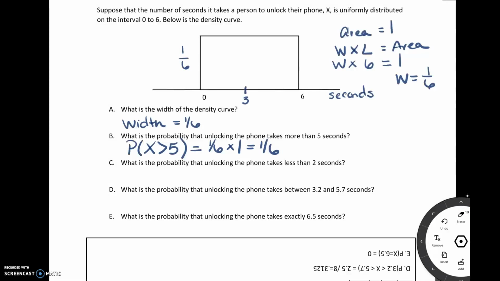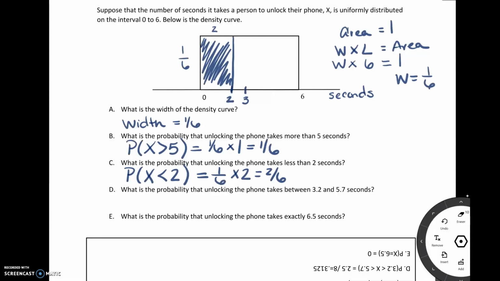So the next one says, what is the probability that unlocking the phone takes less than 2 seconds? Well, again, I'm going to mark 2 seconds here, and the probability is the same thing as the area under the curve. So I want the probability that x is less than 2. Well, again, the width here is still 1/6, but notice now the length runs from 0 to 2, so my length is 2. So times 2 is equal to 2 divided by 6, which is equal to 1/3.